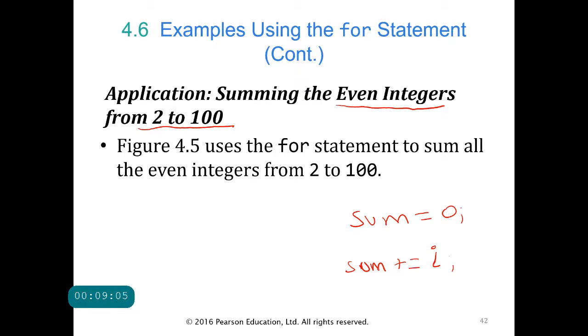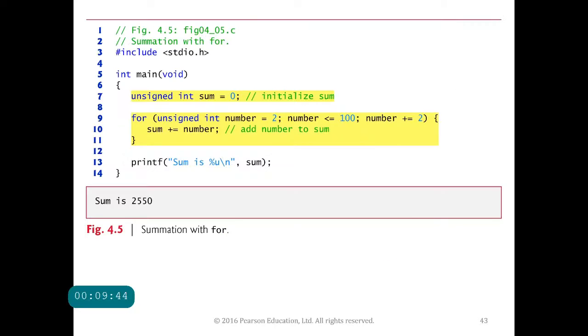So we keep adding this, but first of all, the first value of I needs to be 2, and then the second even integer is 4, and the third one is 6. So the loop needs to go through these values 2, 4, 6, 8 until it gets to 100, and then it needs to keep adding these values or accumulating them inside the sum variable. So how can we do that?